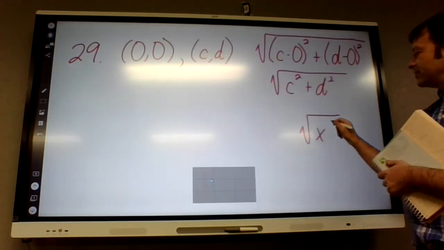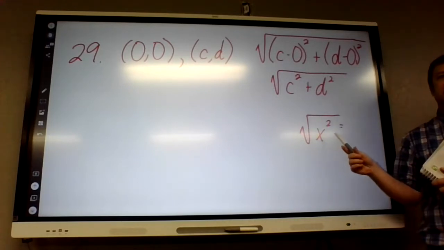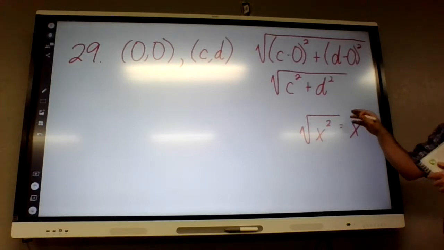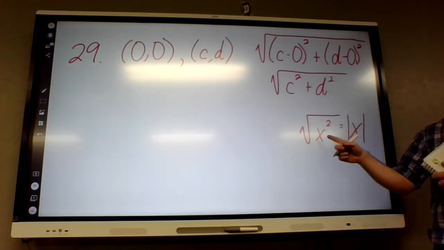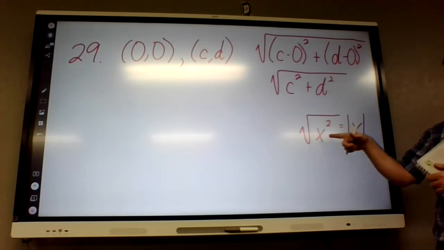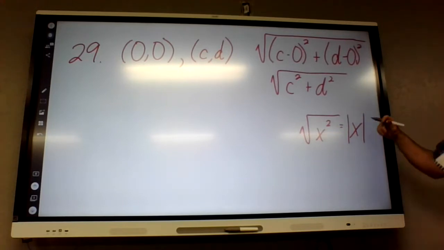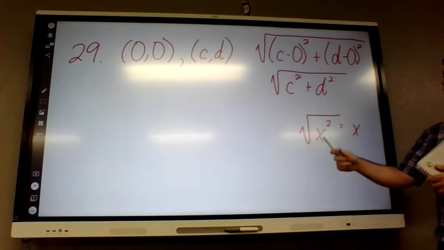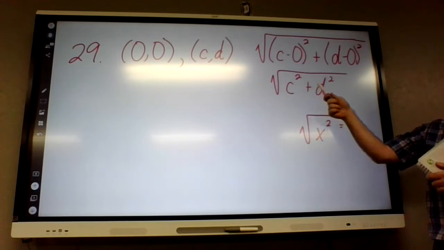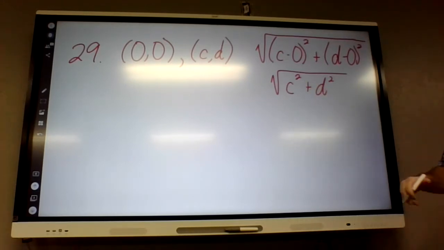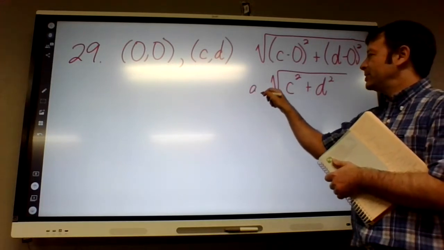Do you guys know whether this right here simplifies or not? Yes. What's this simplify to? Technically, it's the absolute value of x, because if x were negative, like negative 2, squared is positive 4, and the square root of positive 4 is 2. So it spits out a positive every time. But basically square and square root cancel each other out. It doesn't work up here because of the plus in the middle, you can't square root the whole thing. So that'll be the answer to A.